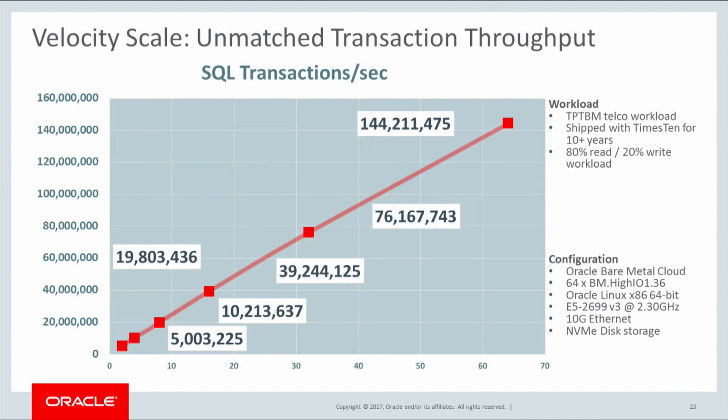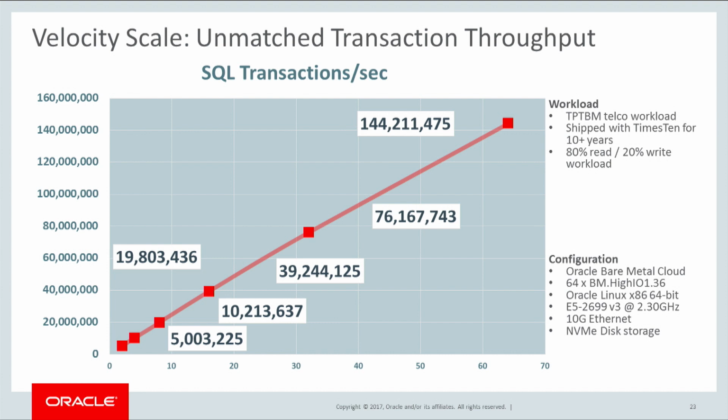Here's another benchmark. This is a workload that we've shipped with our product for over 10 years. It's called TPTPM. What we're doing is transactions. We're doing update transactions, or we're doing select transactions. And we used 64 machines, because that's what they gave us, and we got just over 144 million transactions per second. And we looked at that number and said, that's not very good. Where is the bottleneck? It turned out the bottleneck was writing to disk.